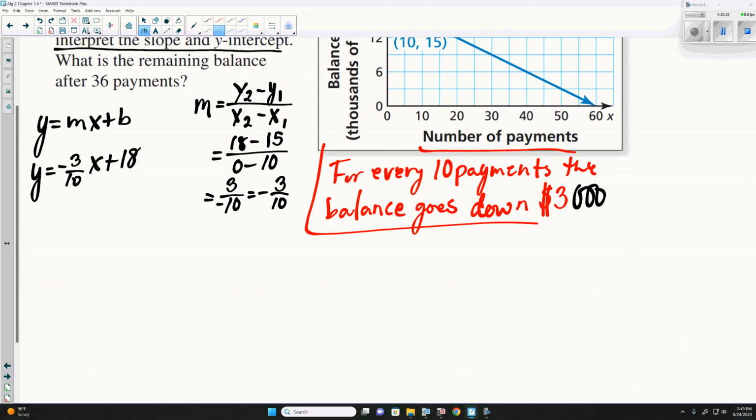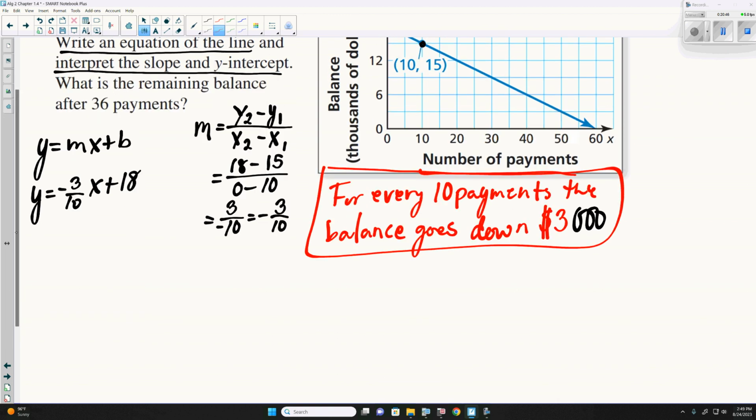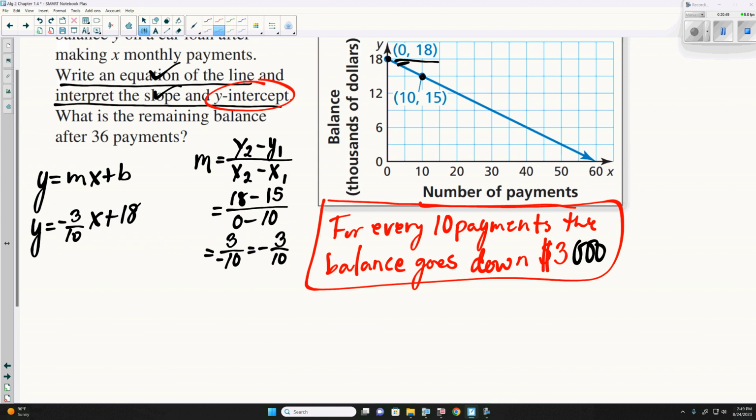Okay, so we interpreted the slope, and we found the equation of the line. We still need to interpret the y-intercept. So the y-intercept, (0, 18), what is that telling us in context of this problem? So what does this point tell us? Where it starts, the original amount of the car. We could say the car's original cost, because it started out at $18,000 with 0 payments. So that's how much it originally costs.